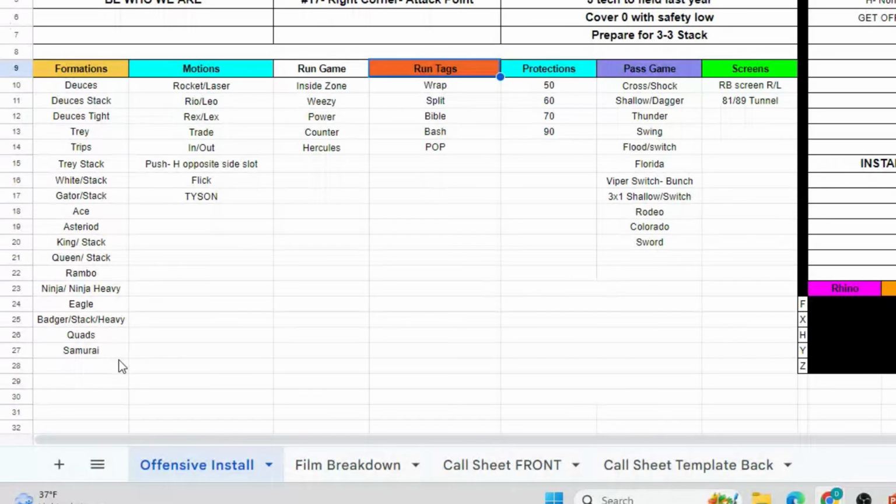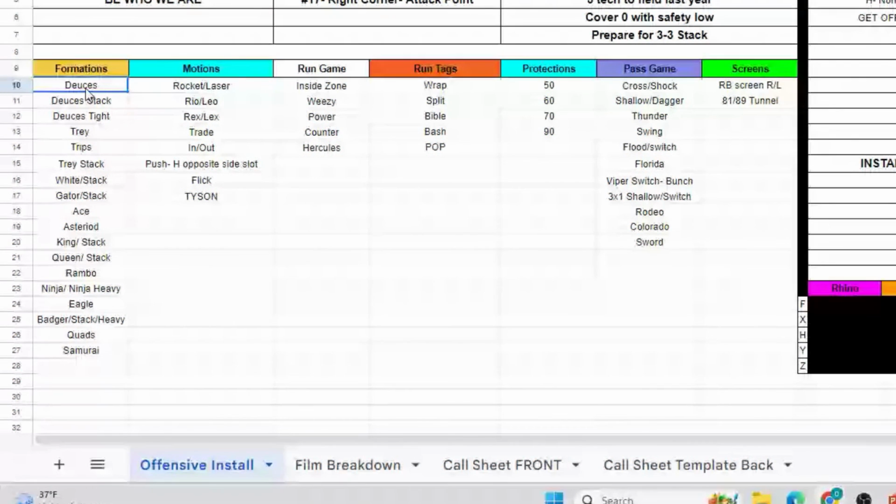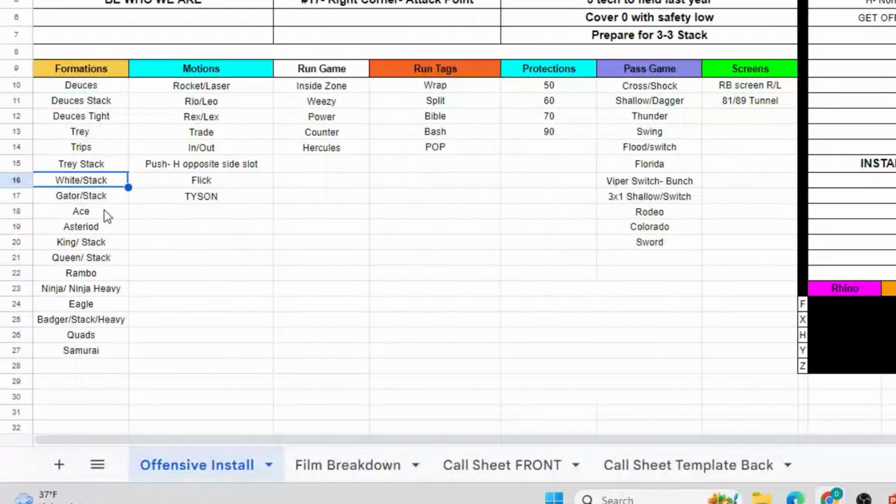From there, I see pretty much the top 15 to 20 formations that I like this week. I'll take those, copy and paste the ones I like, and then put them in this sheet here, just so I don't have my entire offense. Everyone and all my players can look at this sheet and say, hey, you know what? I know what deuces is. I know what white stack is. I know all these formations. I know all these motions, and it simplifies it because now they don't have to worry about knowing so many different things within the offense this week.